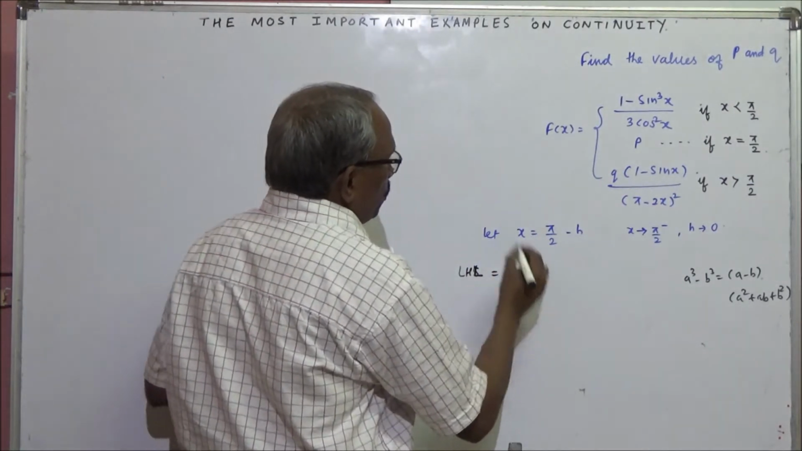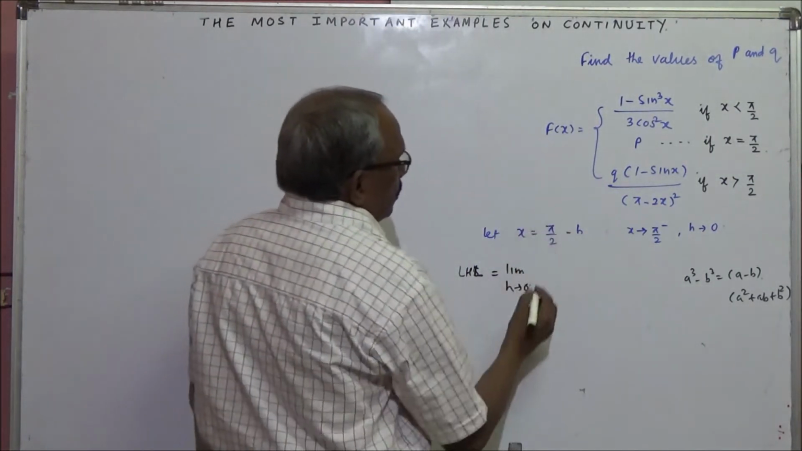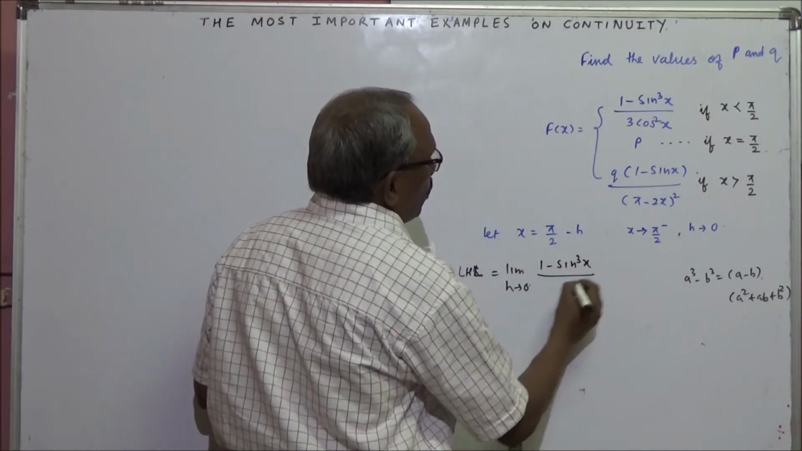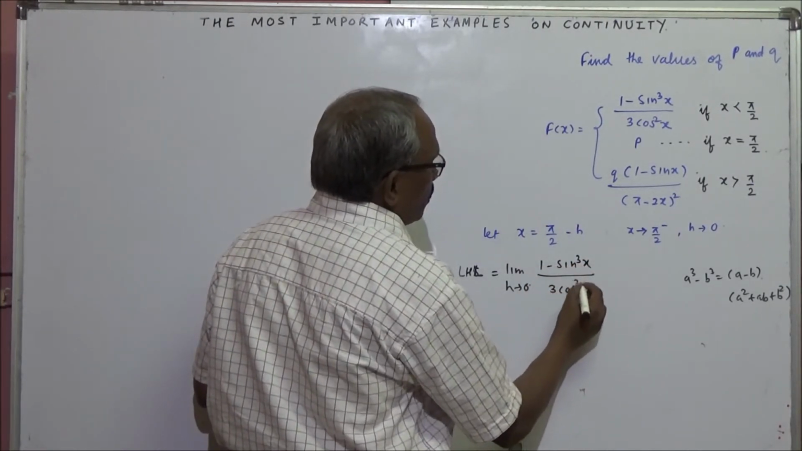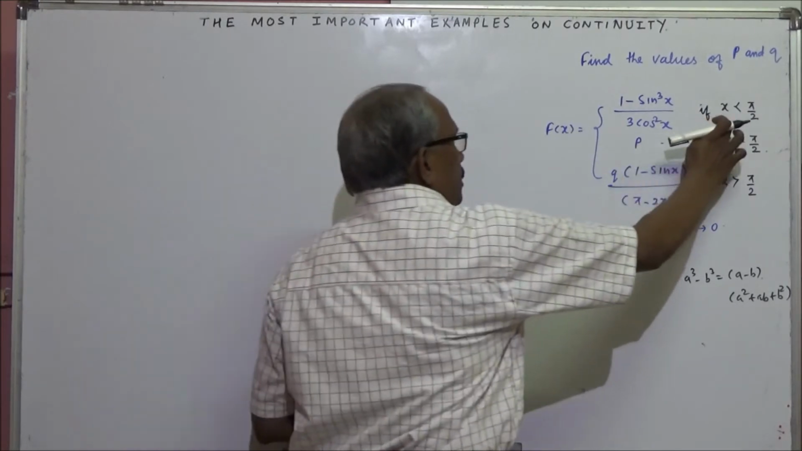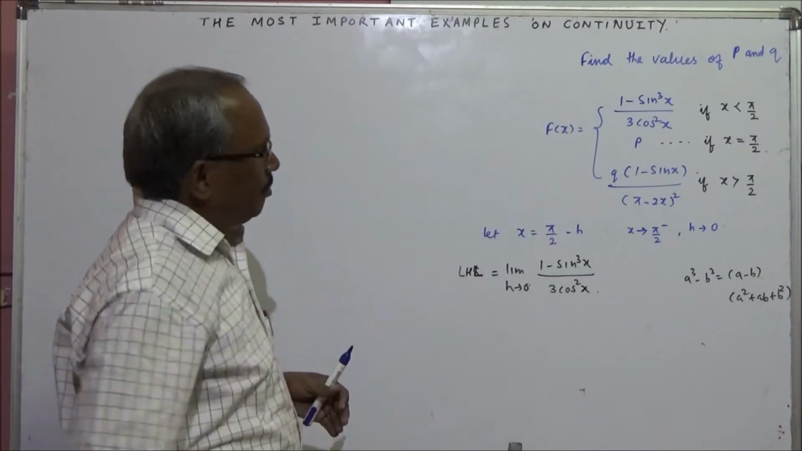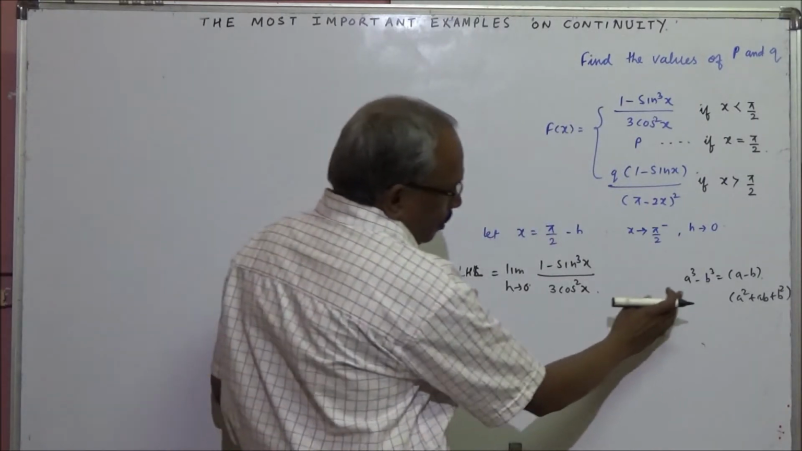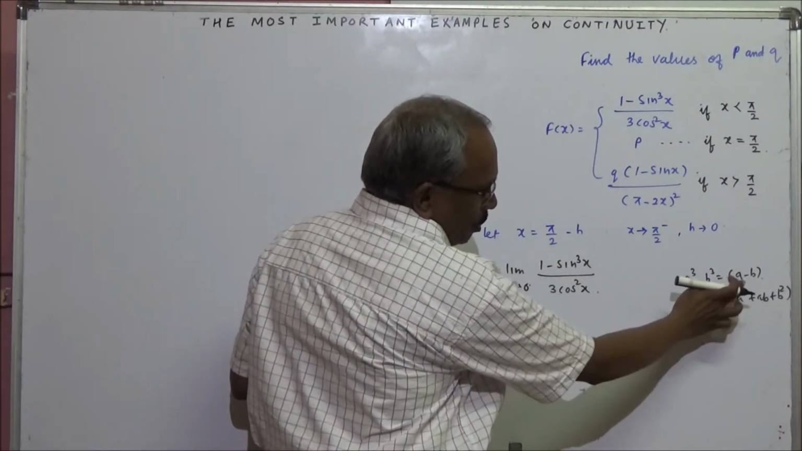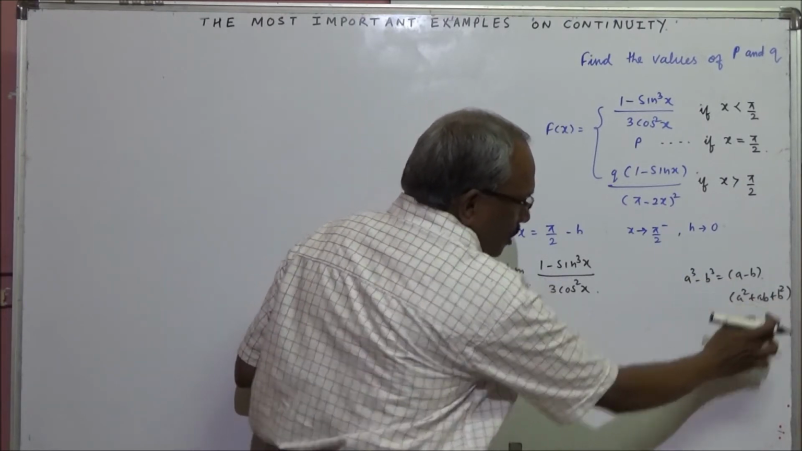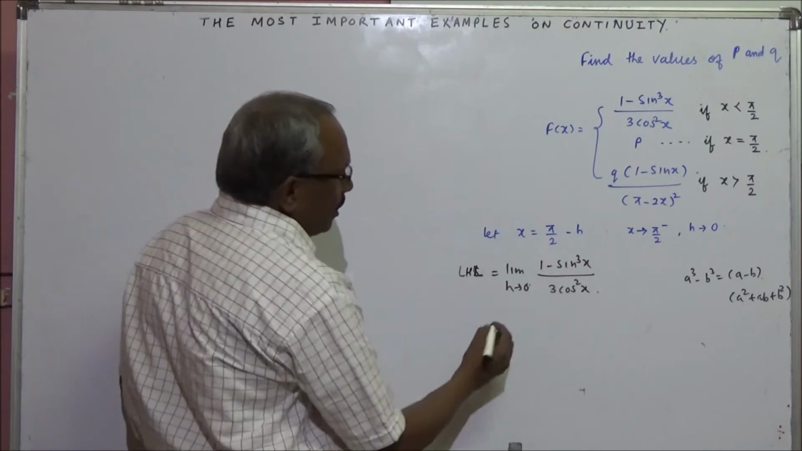h tends to 0, 1 minus sin cube x upon 3 cos square x here. See, x is less than pi by 2, तो ये लेफ्ट हैंड लिमिट के लिए फंक्शन हो जाएगा. So we know that a cube minus b cube is equal to a minus b into a square plus ab plus b square. So let us apply here.